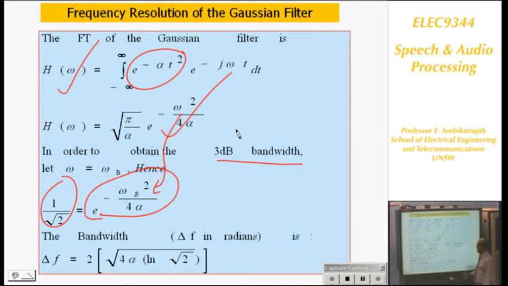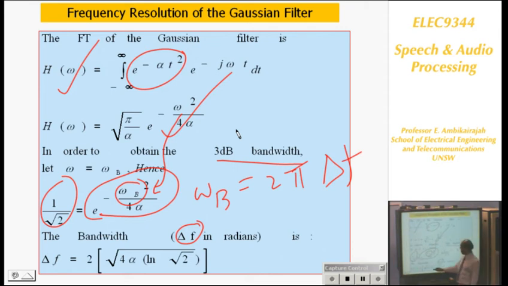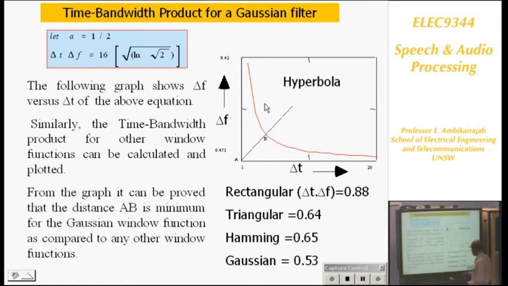Right. And from here you can calculate omega b first. From omega b you can calculate delta f, where omega b will be equal to 2 pi delta f. So you can calculate, and it becomes 4 alpha ln 2. That's your frequency resolution. So we got time resolution, we got frequency resolution. And if you multiply the time resolution and the frequency resolution, you get that equation. And that's a constant. You can see it's a constant.